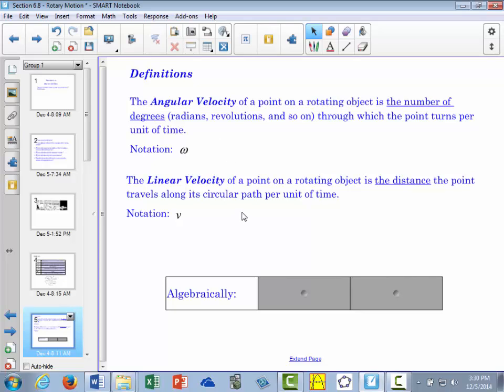The linear velocity of a point on a rotating object is the distance the point travels along the path per unit of time. So not what angle did it cover, but the actual distance around the circumference of its circular path. And we'll use v there. Now notice these are both velocities, so they're both measured in change in something over time. So our omega, or angular velocity, is change in degrees over time, where our linear velocity is simply going to be the arc length over time.